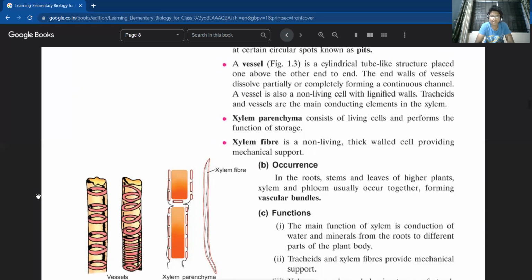Occurrence: in the roots, stems, and leaves of higher plants, xylem and phloem usually grow together, forming vascular bundles.